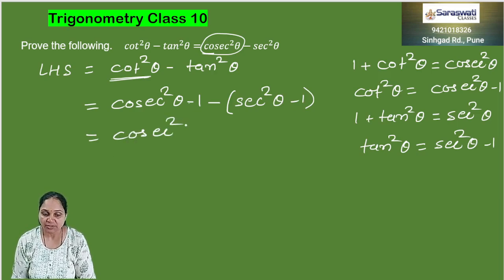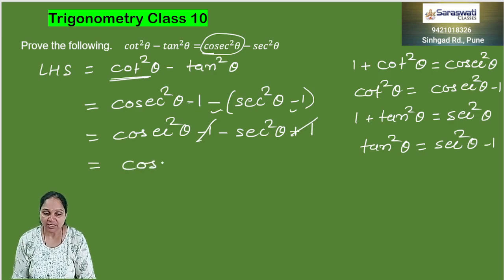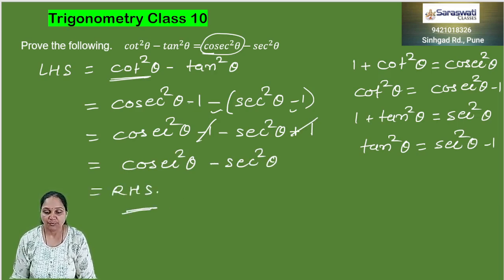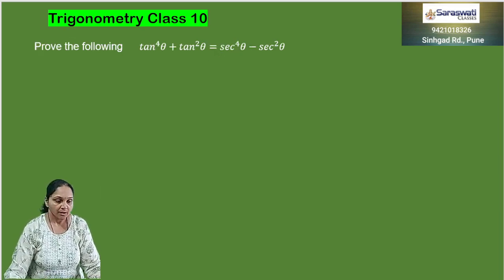So cosec square theta minus 1 minus sec square theta, and this minus becomes plus 1. And now we can cancel this minus 1 plus 1. So that is equal to cosec square theta minus sec square theta, and this is the RHS. Hence proved. Okay, next example.